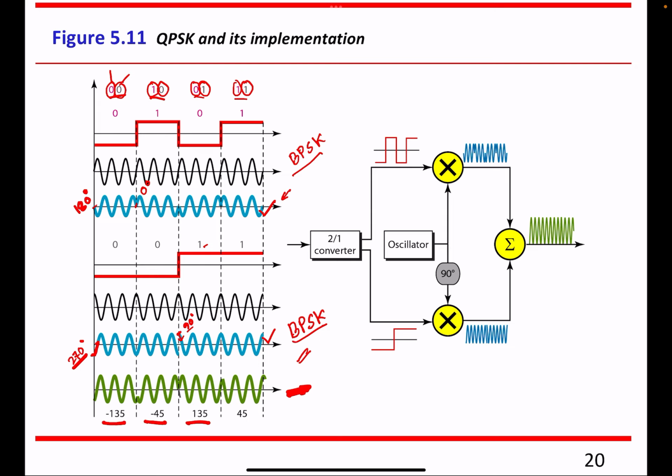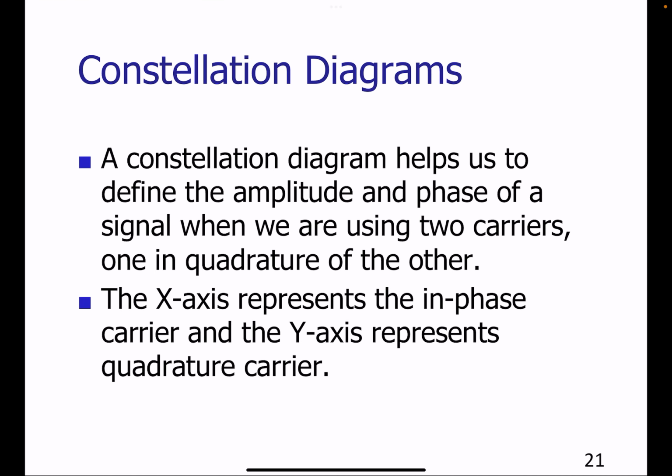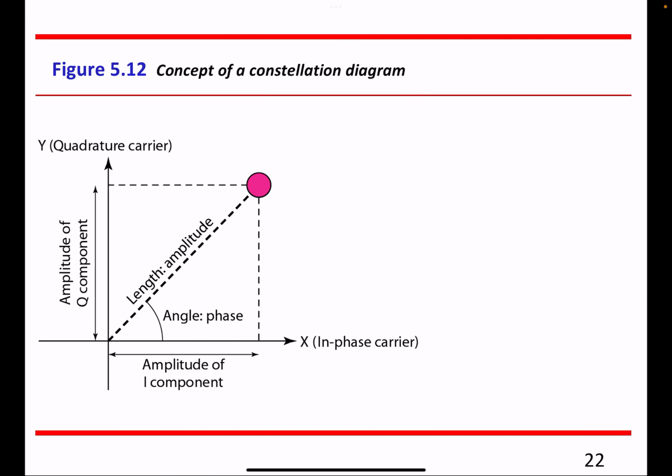signal. Okay, now the question is, how can we calculate or identify what will be the phase of this generated signal, right? For this we use a very interesting diagram that is known as the constellation diagram. That constellation diagram is basically a normal graph that has two axes, that is x-axis and y-axis.